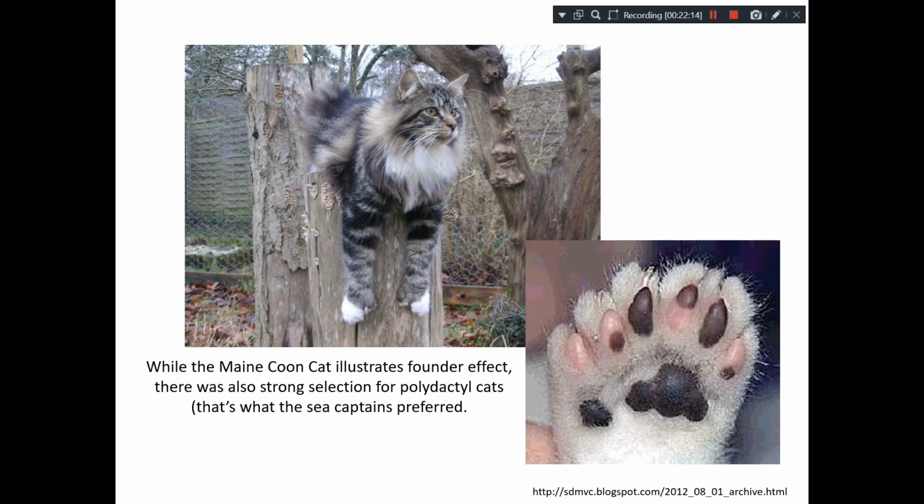Because in the mainland there is no strong selection for polydactyl cats. But the captain of the ship, when he had to take cats on the ship, preferred the polydactyl cats, with more digits, and left them on some island. Then what has happened? The polydactyl cats grew into an entire group and evolved, and now they are called a separate species, the Maine Coon cat species.